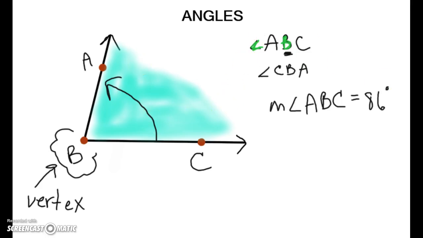I also have an option of calling this angle out by numerical name. Let's say I put the number 2 in the interior corner of that angle. I can then, as I'm working math or talking about the picture, say the measure of angle 2 equals 86 degrees. Angle 2 and the measure of angle ABC, that's all the same figure.